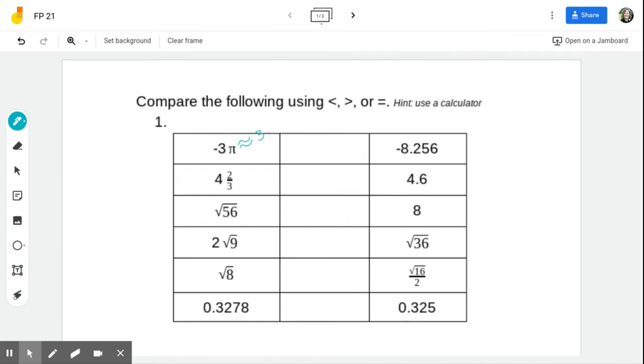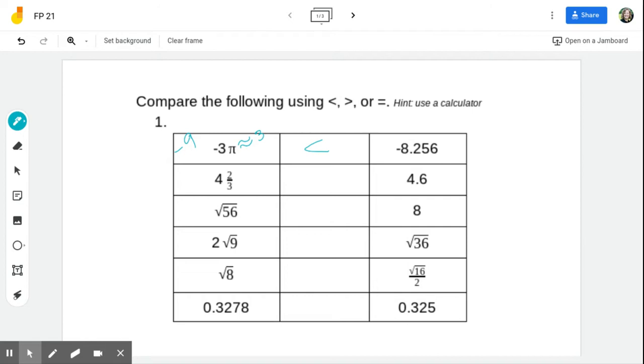So what is 3 times -3? Well, that's -9, right? And so if we use that as an approximation, -9 and -8, we're comparing, right? Well, -9 is further to the left of -8.256 on the number line, so it is less than, okay?